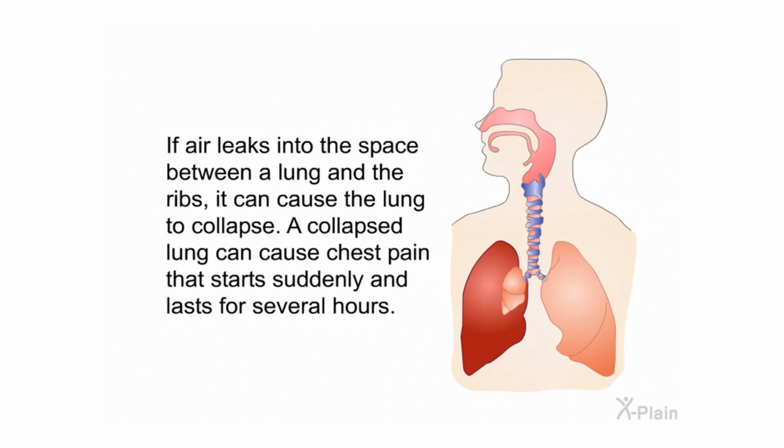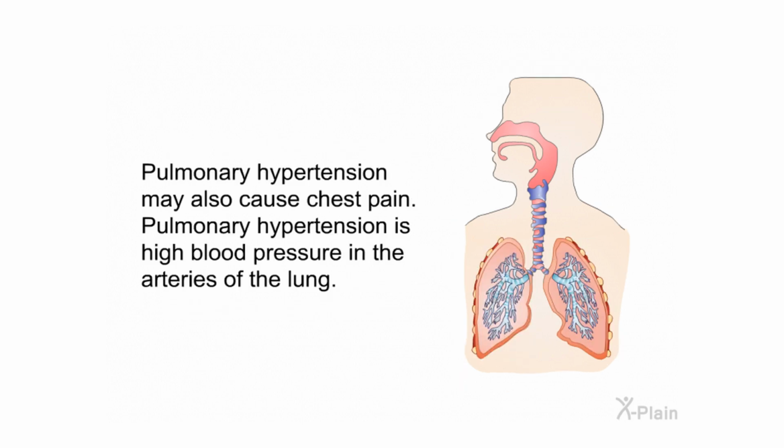If air leaks into the space between a lung and the ribs, it can cause the lung to collapse. A collapsed lung can cause chest pain that starts suddenly and lasts for several hours. Pulmonary hypertension may also cause chest pain. Pulmonary hypertension is high blood pressure in the arteries of the lung.